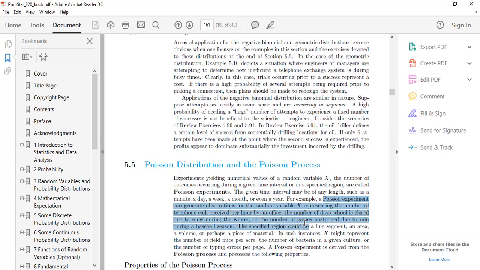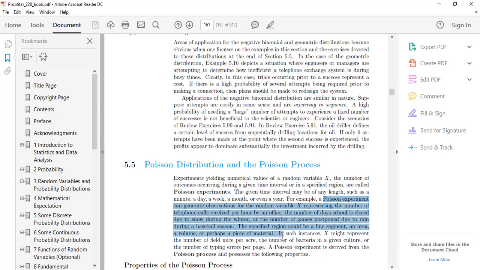The specific region could be a line segment. Now we can talk about the region. As I told you, time or region, the specific region could be a line segment, some area, volume, something like that, some piece of material too. In such instances, X might represent the number of field mice per acre, the number of bacteria in a given culture. See, just one culture and the number of bacteria in a given culture, like this, or the number of typing errors on one page. So one page is your area, and how many errors are there on that page?